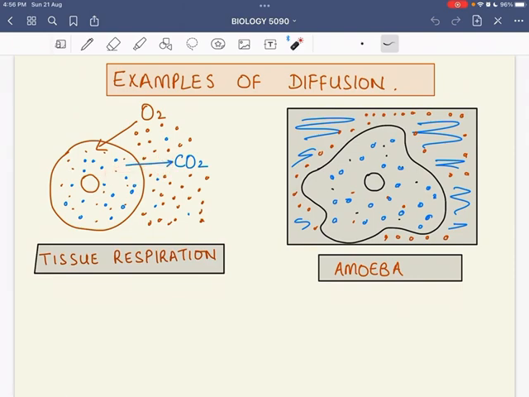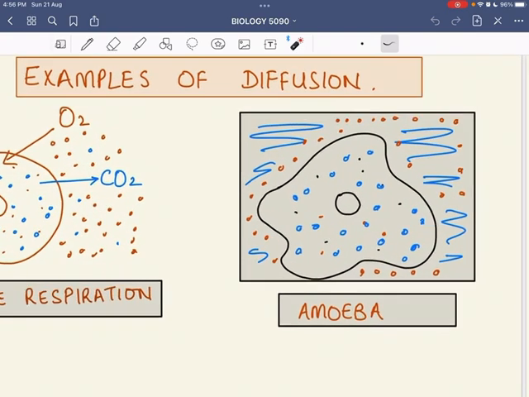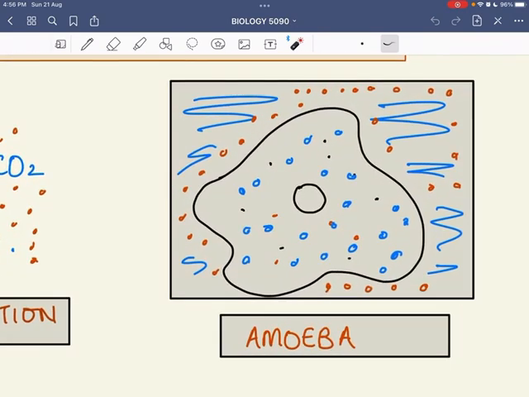Another common example which is used in case of diffusion is that of an amoeba, which is a tiny unicellular organism living in water ponds. Amoeba also has a very simple way of living in which it gets oxygen from the pond in the outside environment in which it lives, and that's why the oxygen moves from outside to inside, whereas carbon dioxide, which is formed as a result of excretory processes, will move from inside to outside.